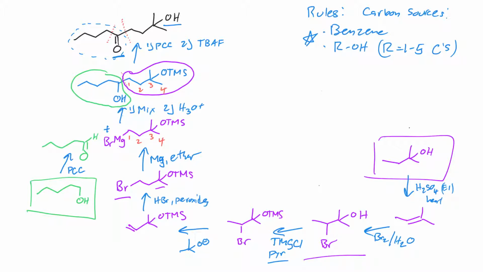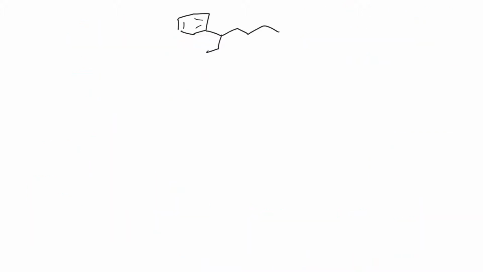But if you think that you found another synthetic pathway, I'd be happy to talk about that with you in person. All right, let's look at this problem, and I'm going to have the same rules as before. I'm not going to rewrite them here. They are on the first slide of this video. We can use benzene and alcohols that have up to 5 carbons, monoalcohols, so no other functional group present.